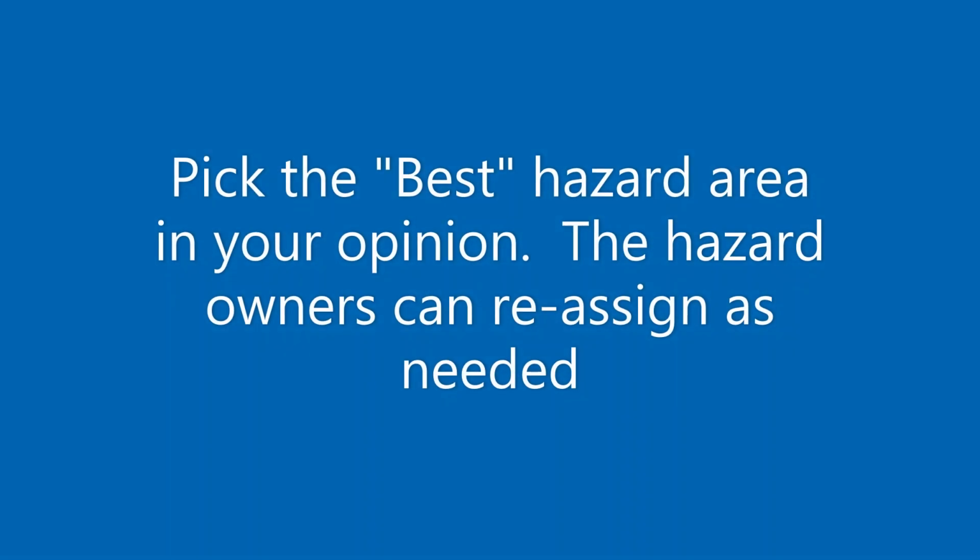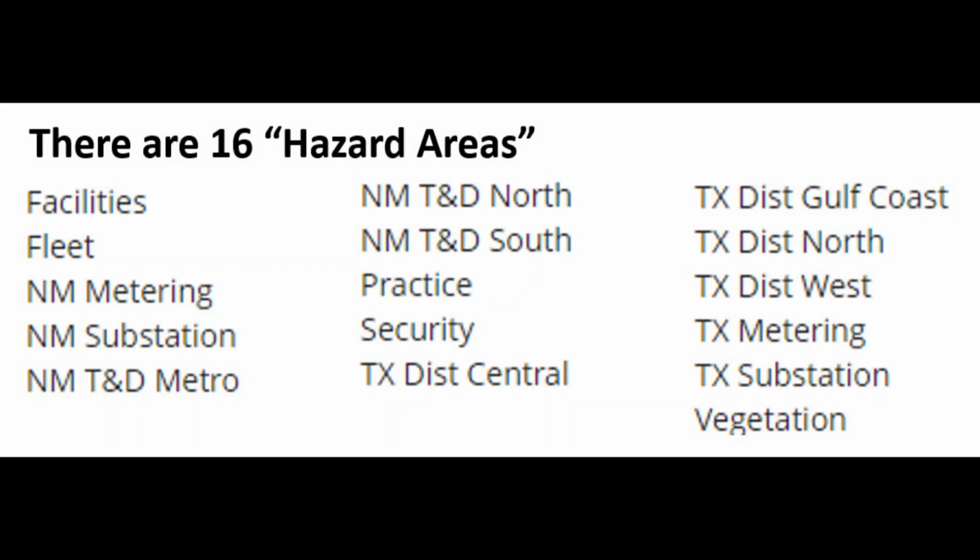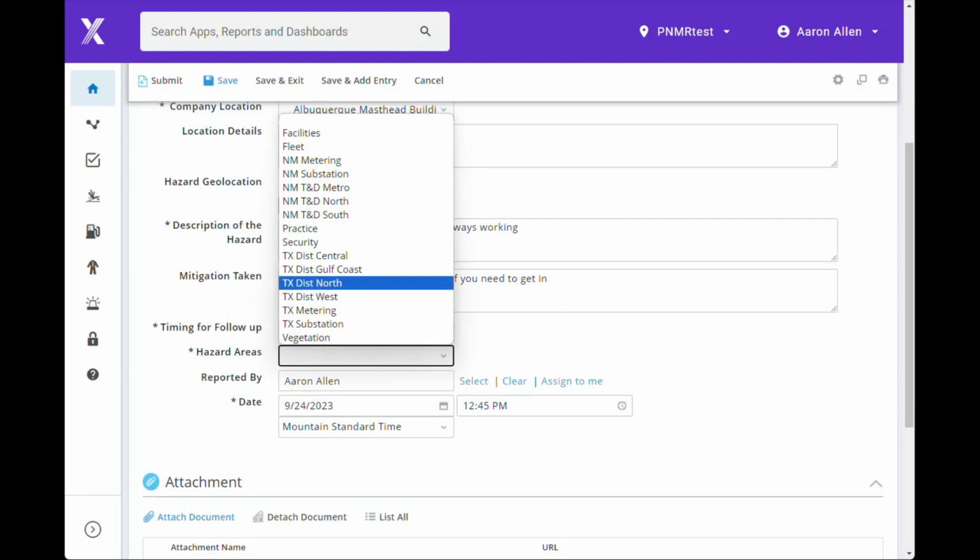Now we'll pick the hazard area. Hazard areas are simply a way to group by functional area or owner. Hazard owners can reassign as needed, so don't worry if you can't decide. We have a number of them that look very similar. These are the 16 hazard areas broken out by state and business type. Again, they can be reassigned.